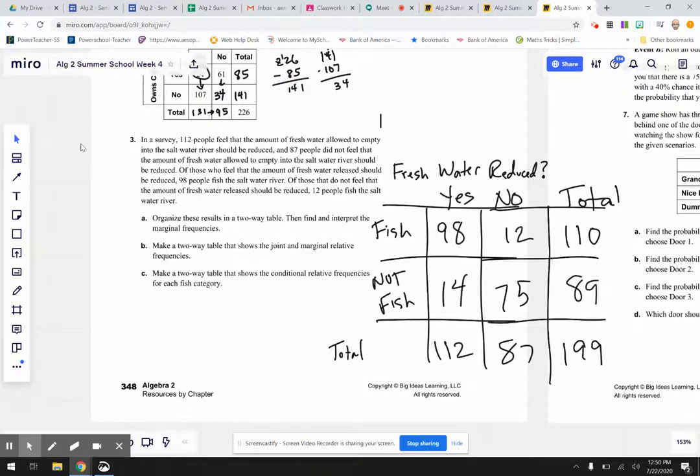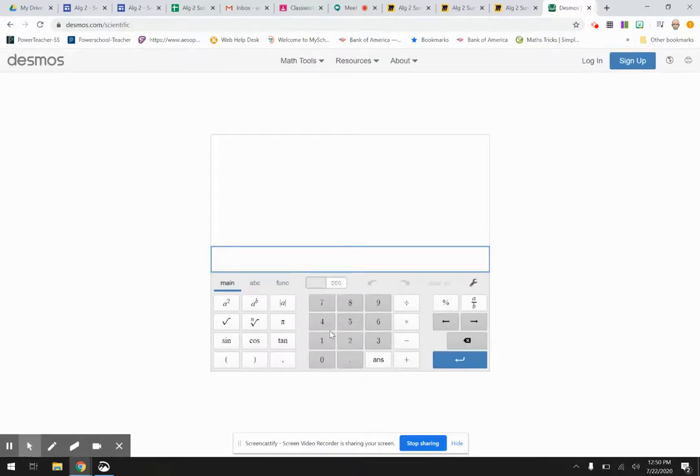So if you wanted to get some probabilities or some percentages, you could put each of these numbers over 199 and get their probabilities. So I could put 110 over 199. I could divide that on my calculator, and you could see what kind of percentage that would be. If you use the Desmos scientific calculator, you could do 110 divided by 199, and you see it's about a 55% chance, 0.55.